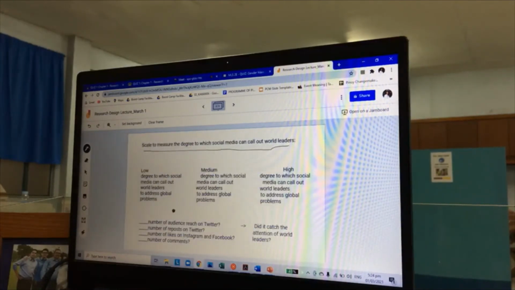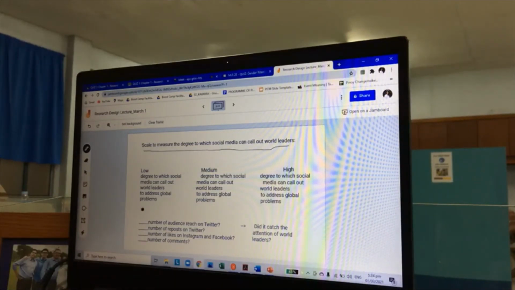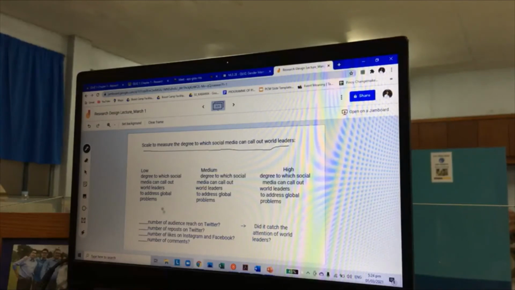So once na ma-determine sa researcher nga murag iabot lang 10,000 reposts, wala pa kaayo gibuhat ang American politician kay gamay ra ang nag-react, gamay ra nag-comment. So medium ra niya kanang 1,000 likes lang, wala pa gibuhat ang American politician, so low ra ang degree adto kay gamay ra ang degree.